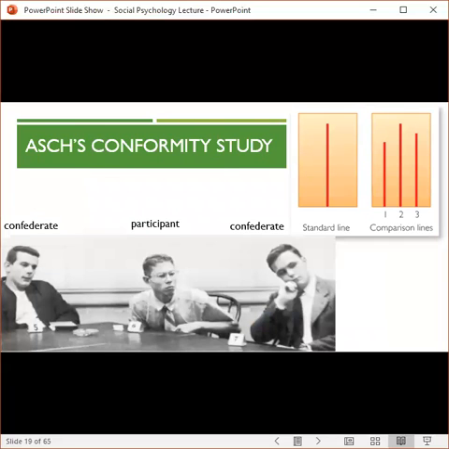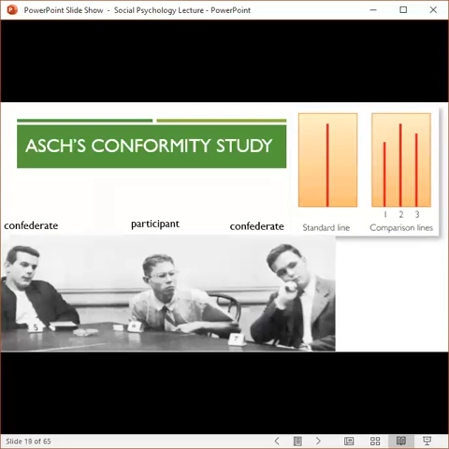So Ash found that the majority of the participants conformed to the obviously incorrect norm on at least one of the 12 trials. So in the picture, and this is the same picture we saw a minute ago, you see that the participant in the middle is struggling. Look at him. He looks confused. He's really thinking about it because the two on either side of him gave the wrong answer. And this participant was actually one of the few who stuck to his guns and gave the correct answer in all 12 trials, even in the face of the pressure to conform.